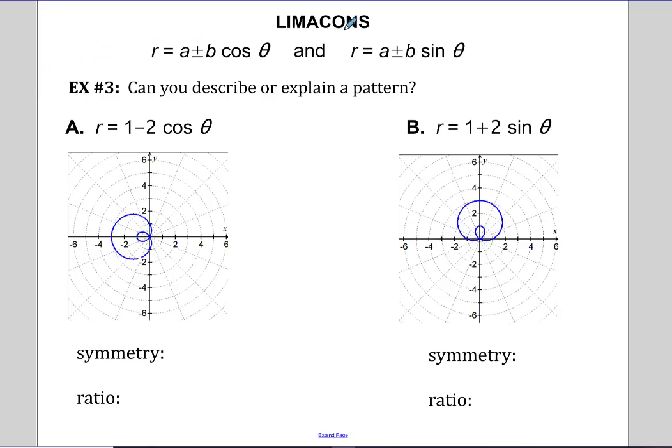So here we're going to look at the limacon, and that should have a little accent down there. On the limacon, it makes a loop, and you can tell by looking, this has polar axis symmetry. This one has y-axis symmetry or pi over 2 symmetry.